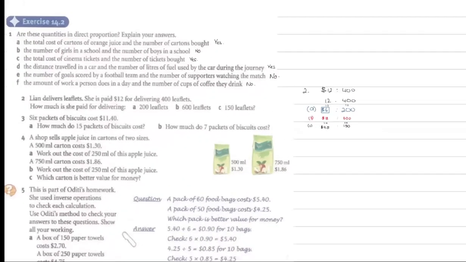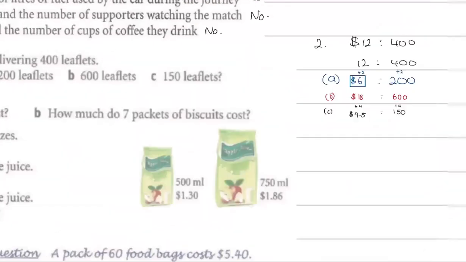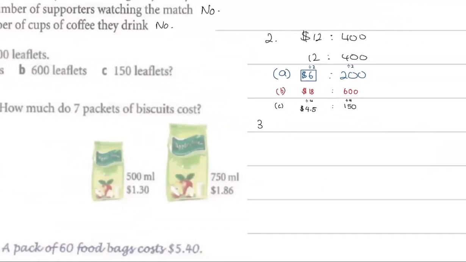Let's look at number three. 6 packets of biscuits cost $11.40. How much do 15 packets of biscuits cost? So 6 for $11.40, and now we want 15. So we just take this divided by 6 times 15. Same thing here. $28.50.